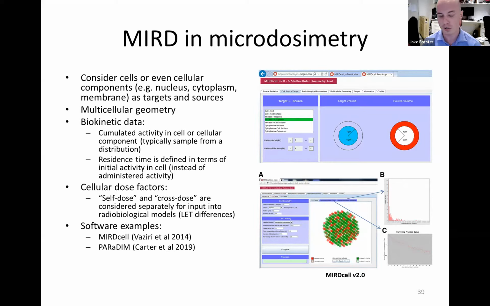And interestingly, in the cellular context, they separate the dose factor into a self-dose and a cross-dose. So self-dose is the dose factor for disintegrations in the same cell, whereas cross-dose would be a dose factor for disintegrations in a different cell. The reason this is done is because the dose from disintegrations in the same cell versus in other cells can be deposited with different LET values. So if you're importing your dosimetry into a radiobiological model, you might want to have those 2 components separated and treat them separately. So some examples are MIRD cell and paradigm. MIRD cell is shown there.